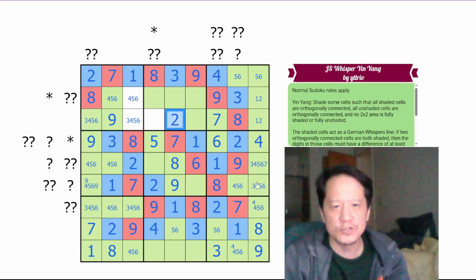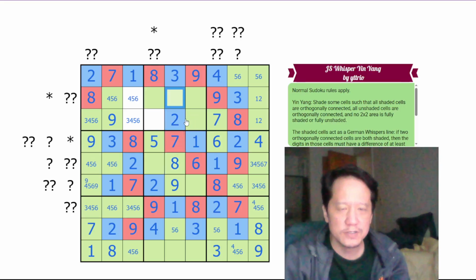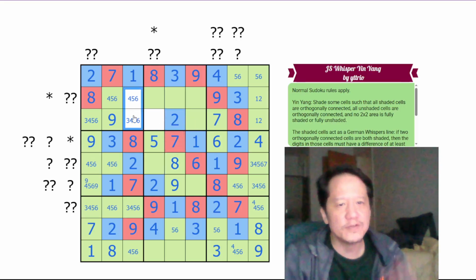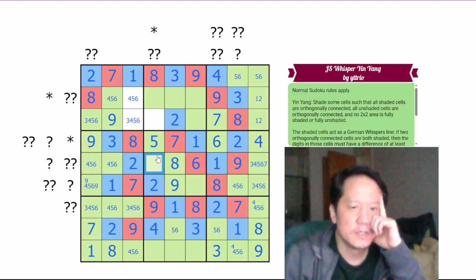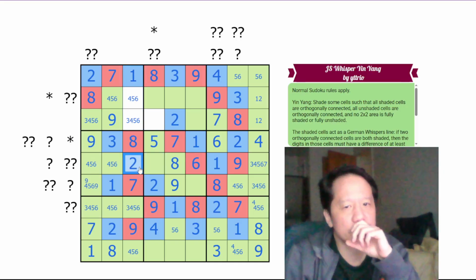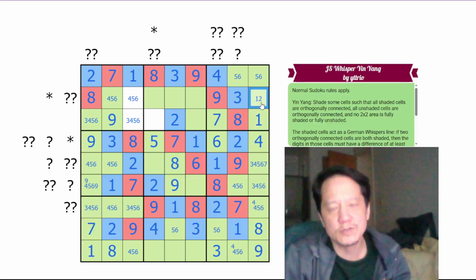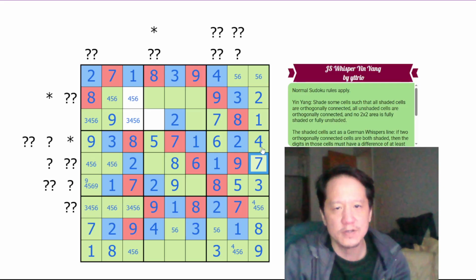This has to be 2 to share an edge. One of these two is shaded. 2 eliminates 2 here, so that's 1 and 2. 4 and 4, 6 eliminate 4 and 6 here, so it's 5. This can't be 4, 5, or 6. It's 3, which makes that 7.